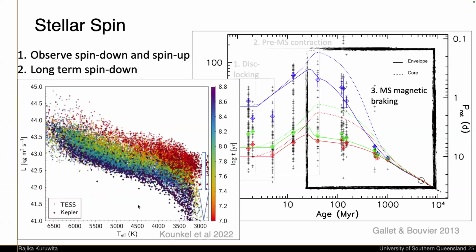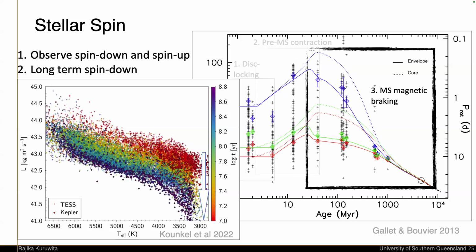And then also from TESS, Marina Konkel was looking at the spin evolution of stars. So L here is angular momentum, not luminosity. And what we see is that red is younger stars and purple is older stars. And we see this general evolution from high spin to low spin over many millions of years. So this is probably that slow spin down that we expect should happen.